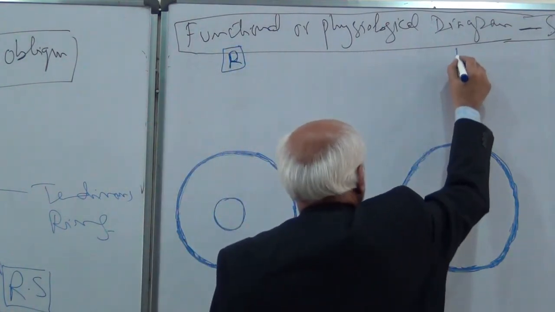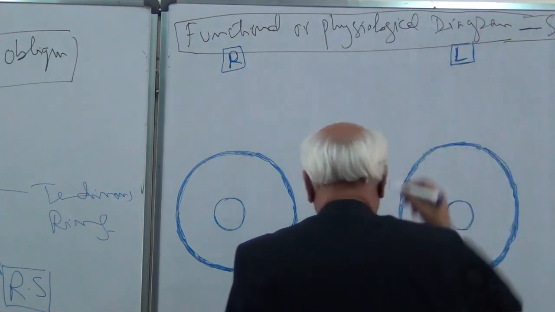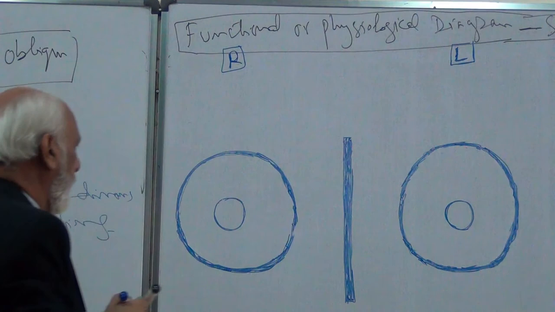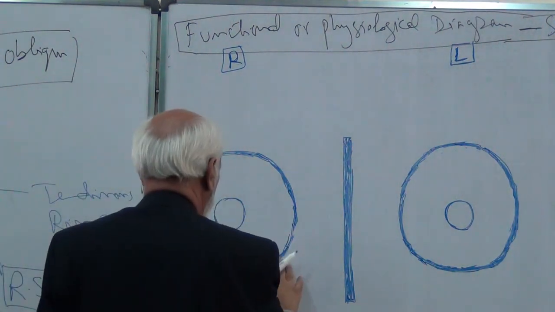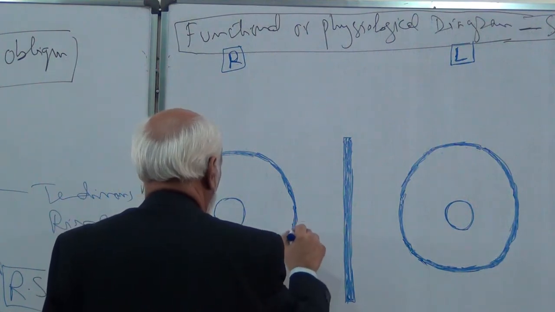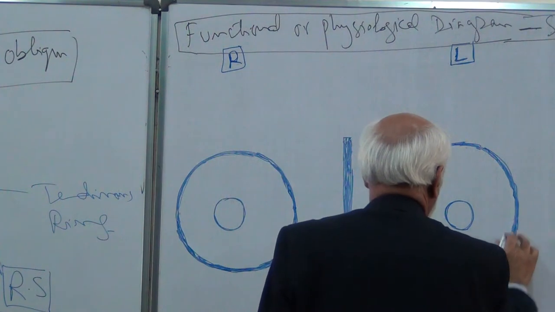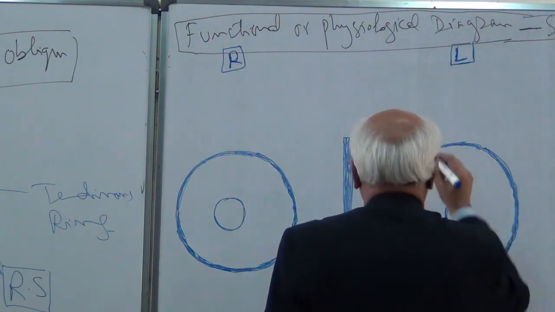Right and left eyeballs. Now, what are the actions of these extraocular muscles on the eyeball? Actions of the oblique muscles, obliquus superior and inferior, on the eyeball.